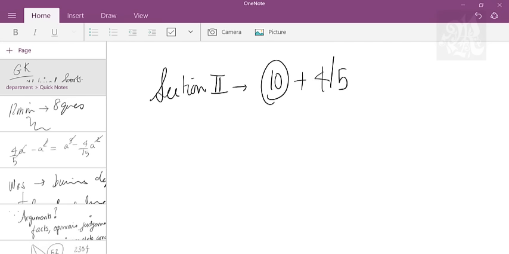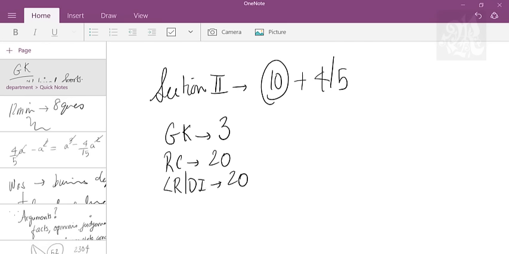So timing wise, GK must be given 3 minutes, because it'll take time to go through the paper. RCs must take around 20 minutes, LR and DI around 20 minutes, and grammar another 15-20 minutes. 1 hour done, and then go to your quant.